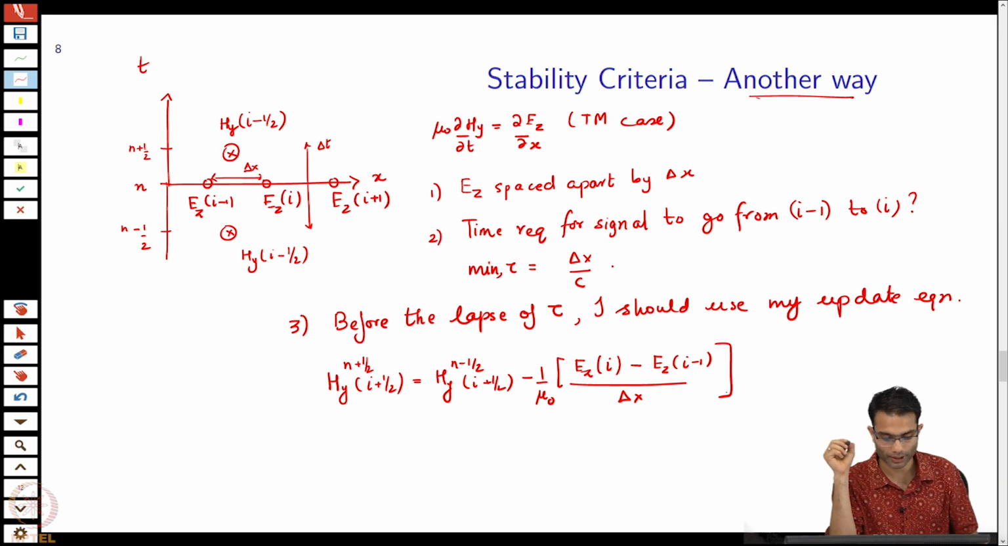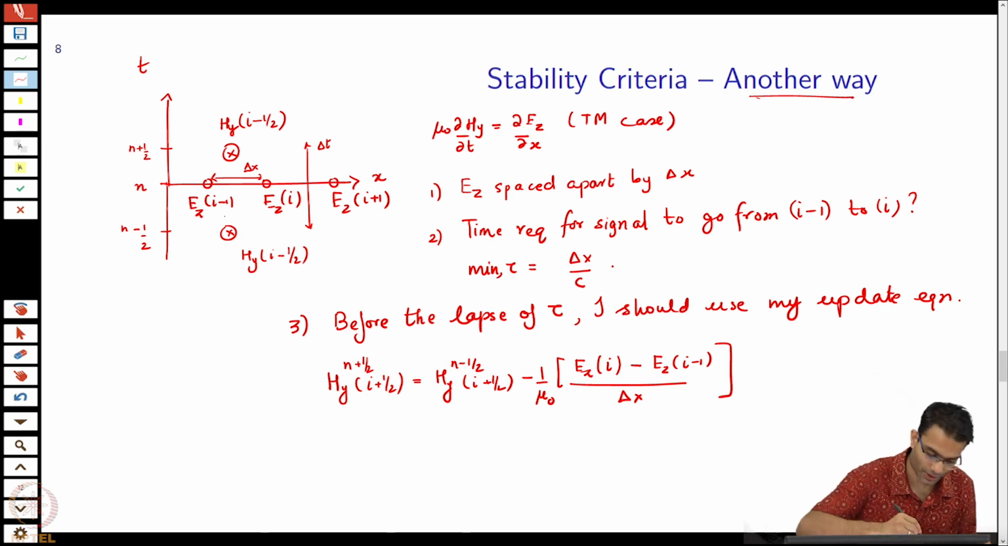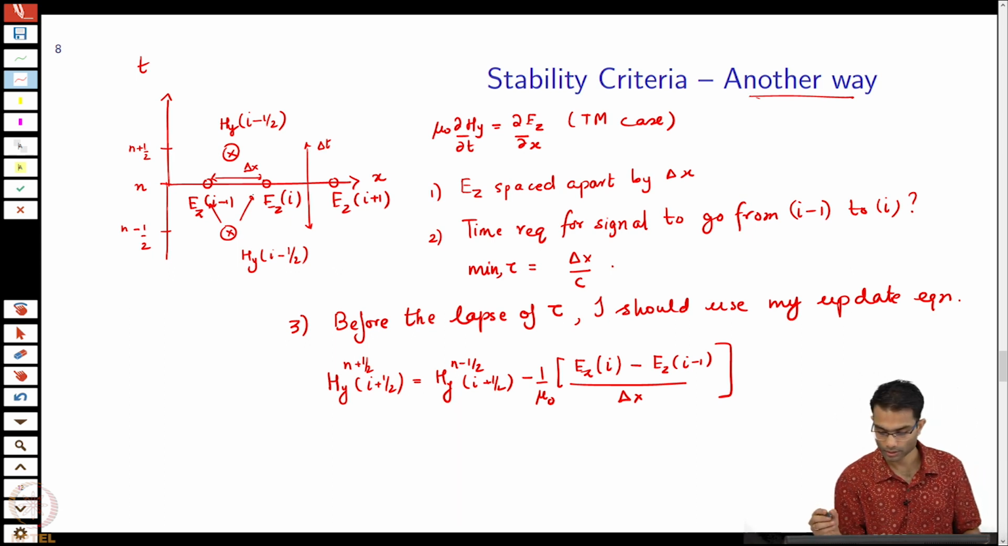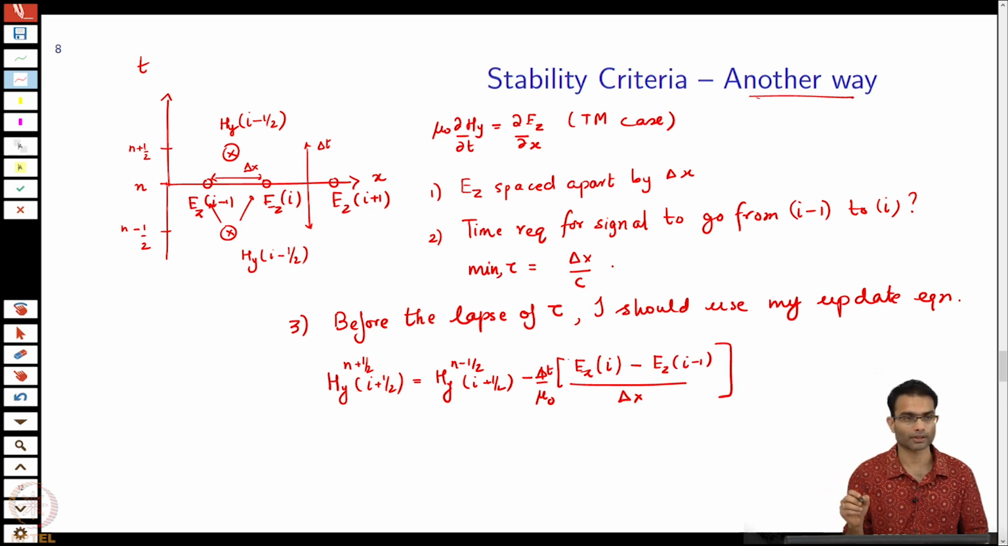So, what all values are involved in evaluating H at n plus half? It is Ez here at I minus 1, Ez at I, and Hy at the same location in space, but a different time location, the previous time location. Okay. Now, oh, there is a delta t over here. Okay, this is the equation.